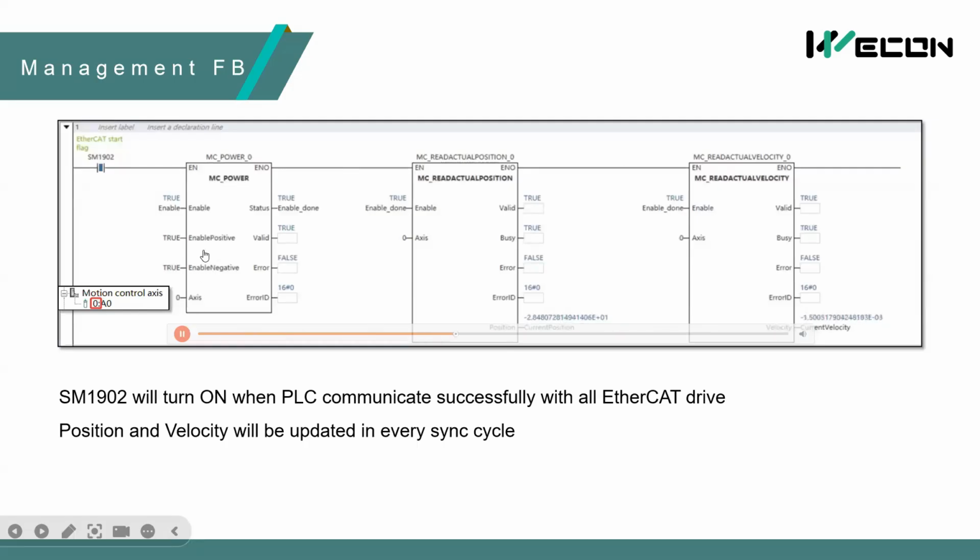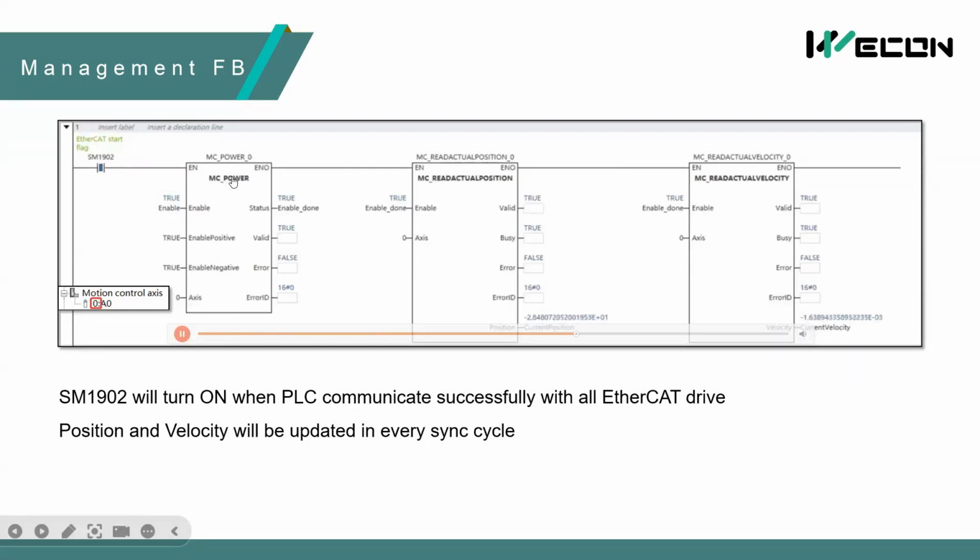Here, for each MC function block, we have this axis ID, and this axis ID is here. You can see in motion control axis, we have this number, 0. It's a little different from AC60, because in AC60 we can bind the axis name to the function block. But in 6V, we need to bind the number of an axis.